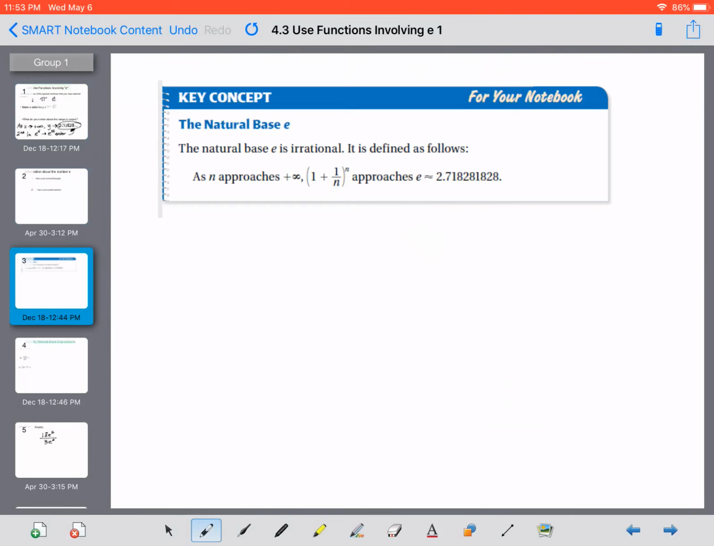This is just telling you what I told you before. If you enter this into your calculator, into your table, then it will tell you that e approximately equals 2.71828 and so on. That's just a rounding.